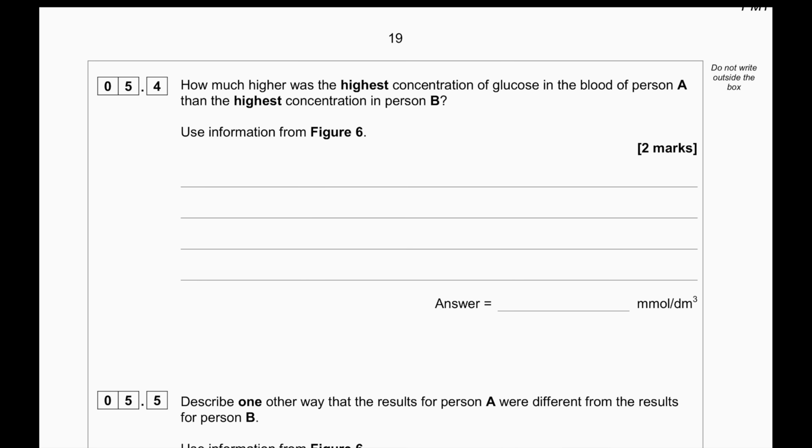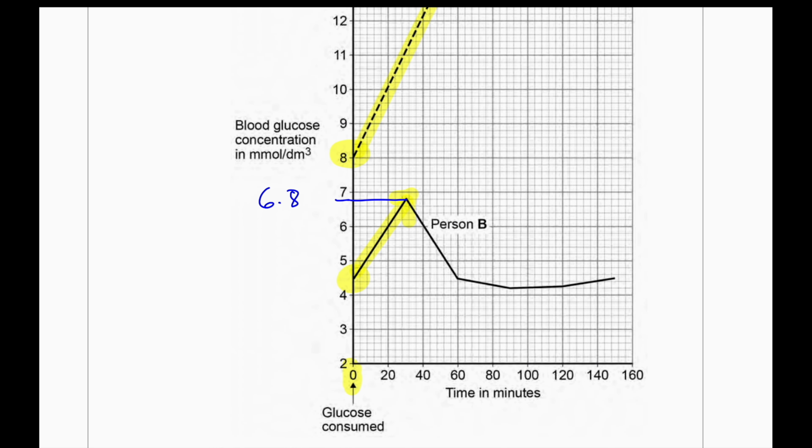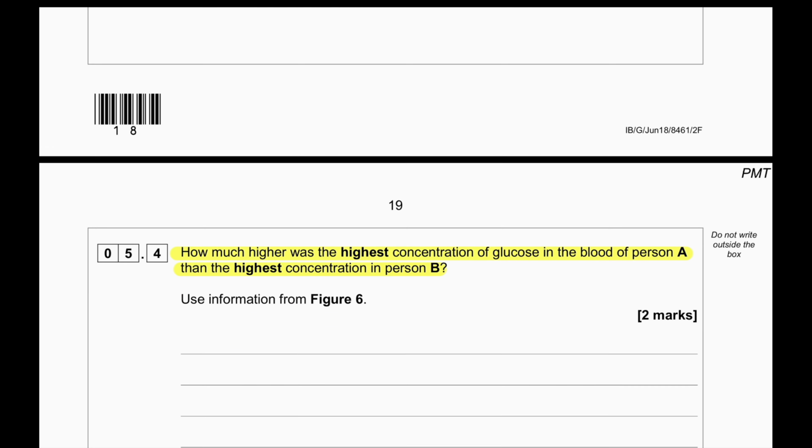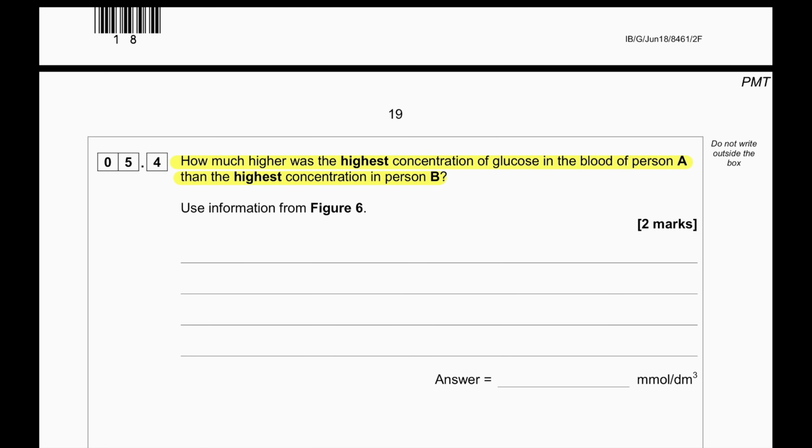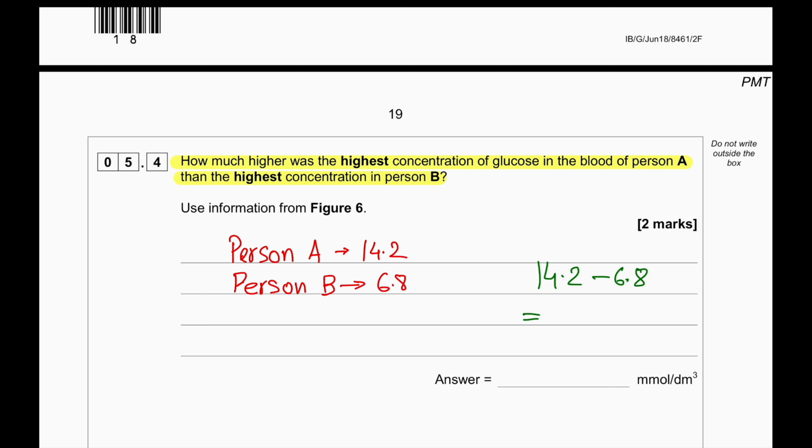The question asks, how much higher was the highest concentration of glucose in the blood of person A than the highest concentration in person B? So, in the blood of person A, it was 14.2 and person B, 6.8. Since we need the difference between them, we will do 14.2 minus 6.8, which will give us 7.4. So 7.4 millimole per dm cube was the difference.